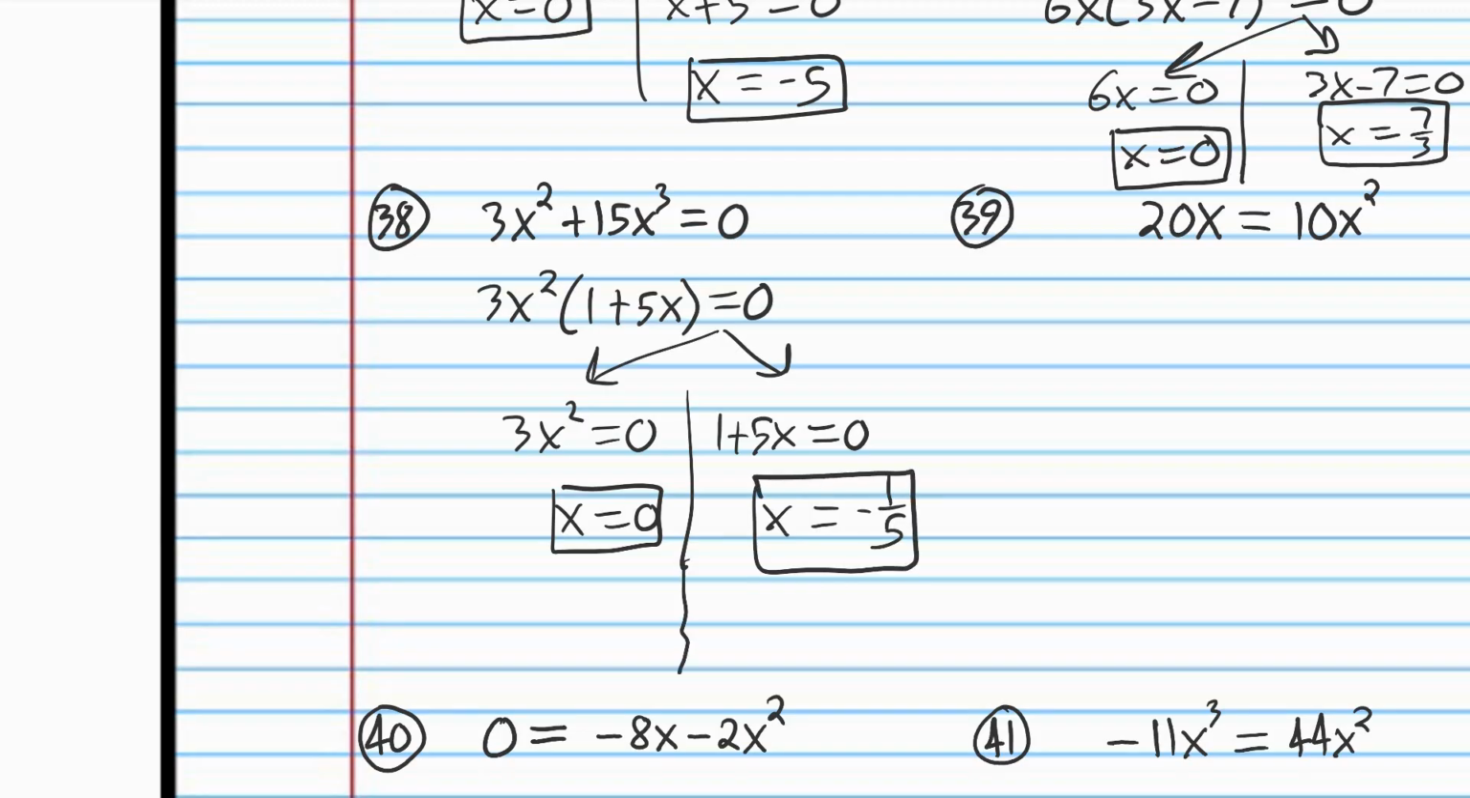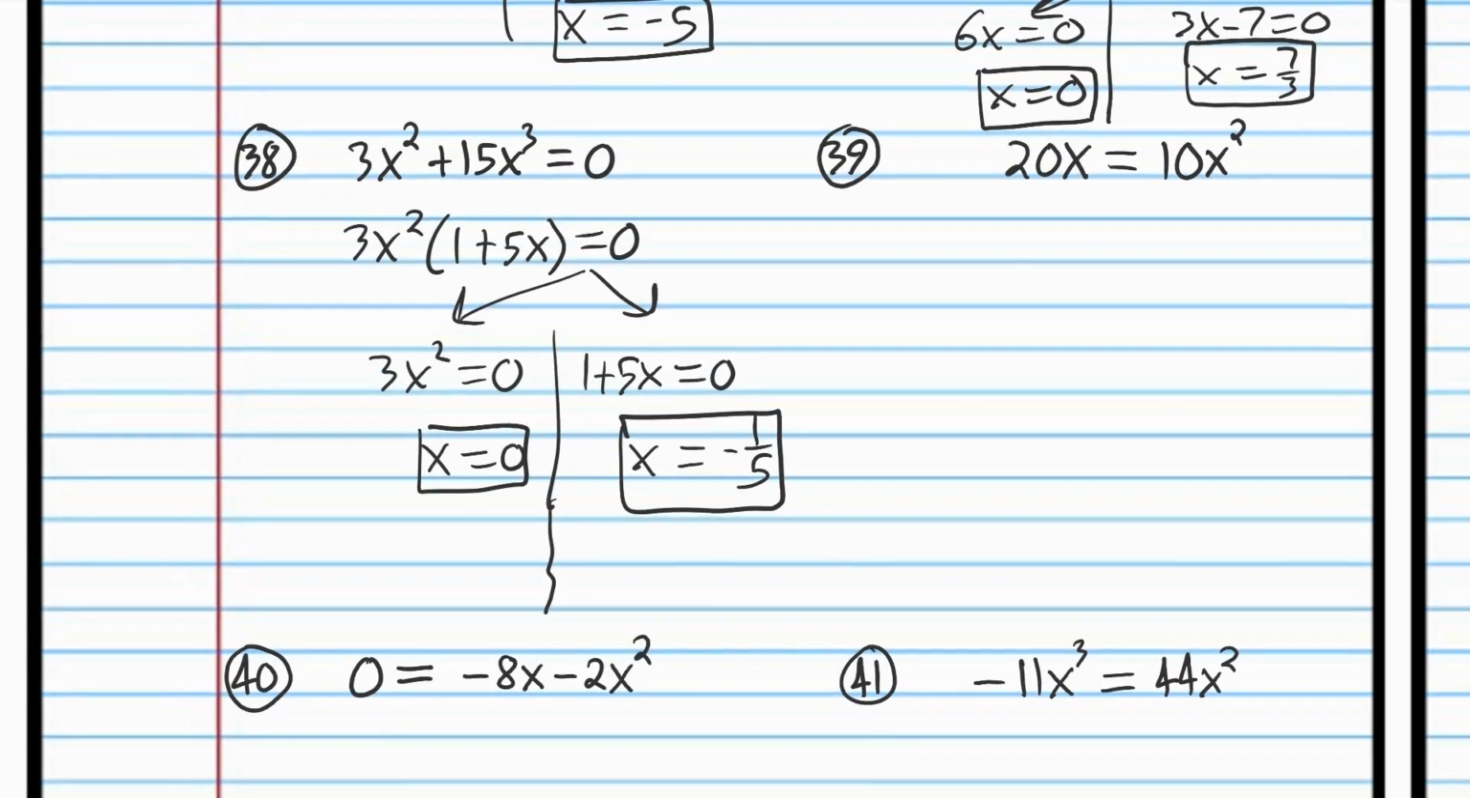So if you got those answers, good job. If this confused you because the 5x and the 1 were switched, don't worry about that. It's just a different variation of the type of problems. We're going to subtract 1 from both sides and divide both sides by 5.